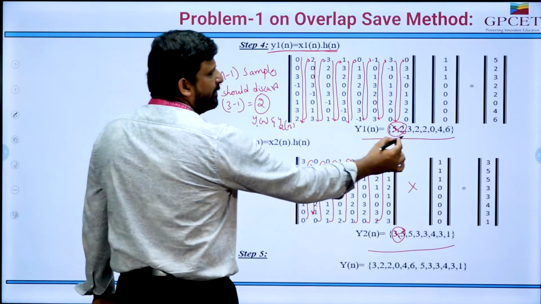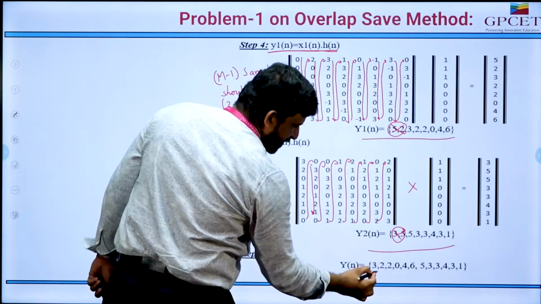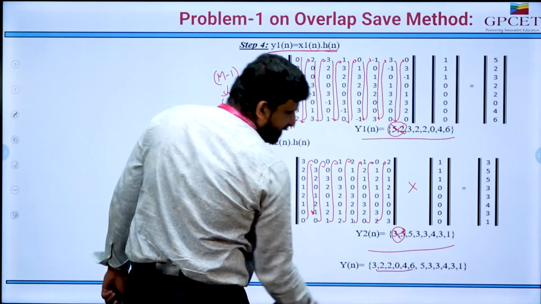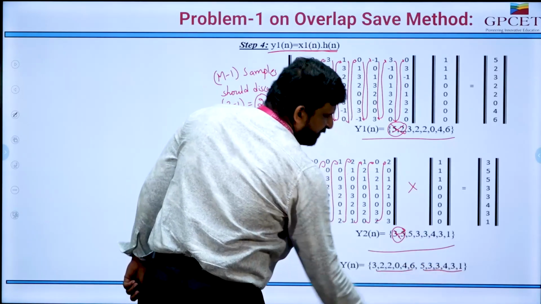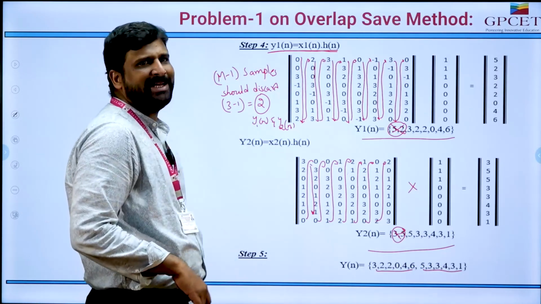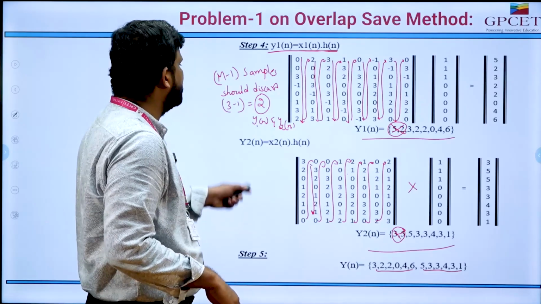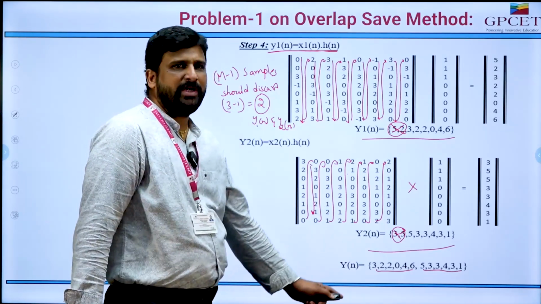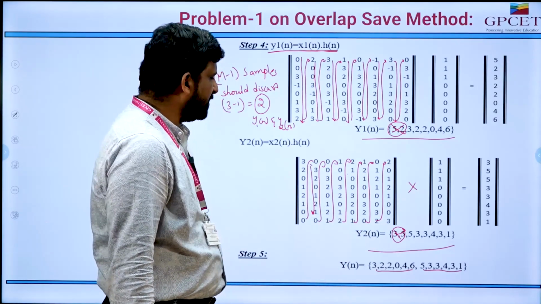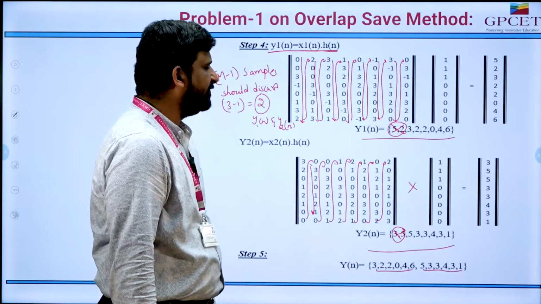Clear? Now what are the remaining? 3, 2, 2, 0, 4, 6. See here, 3, 2, 2, 0, 4, 6, and in this one 5, 3, 3, 4, 3, 1. So after discarding the m-1 samples in both sequences y1 of n and y2 of n, the final answer we are going to get is y of n equal to 3, 2, 2, 0, 4, 6, 5, 3, 3, 4, 3, 1.